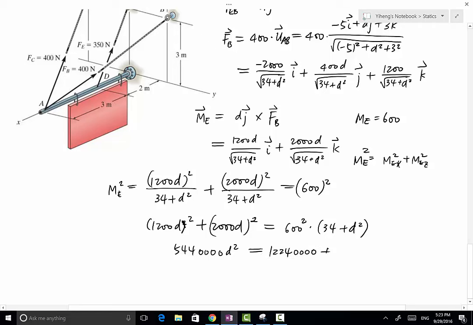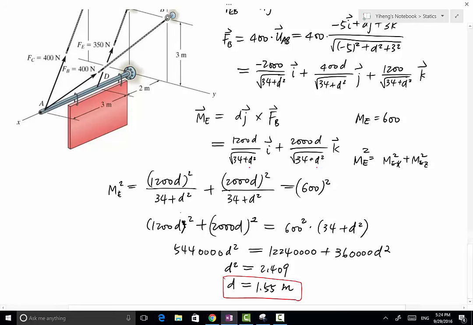Therefore, d is the square root of that. We only take the positive value, obviously, because the distance has to be positive. And the answer is 1.55 in the unit of meter. So for this problem, the setup is the same as the other problems, except that we need to carry over this unknown until the very last step. But eventually we will only have one equation, one unknown, and we can solve for that unknown.